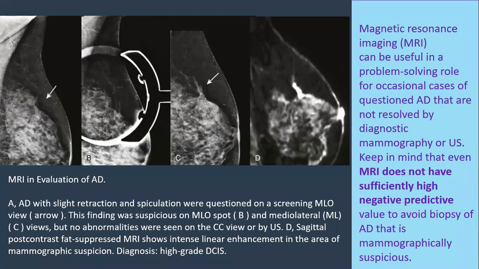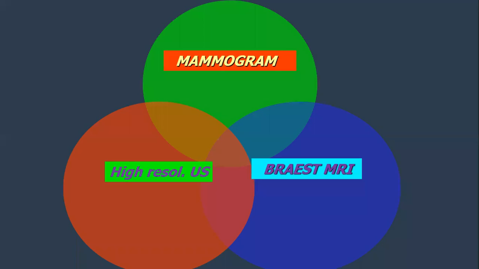We can go back and take a stereotactic biopsy based on this MLO, or at least closely follow the patient. We cannot just say that since the MRI is normal, we can avoid it. That does not mean this is not a suspicious abnormality. Still, we have to consider it as a suspicious finding.